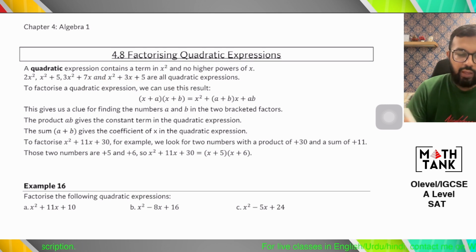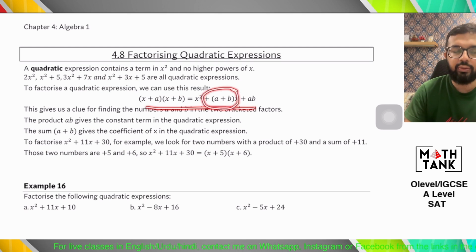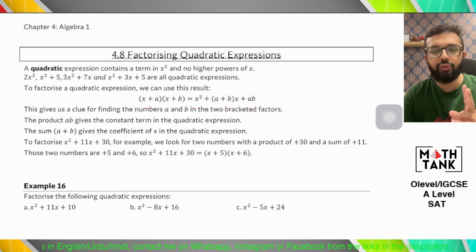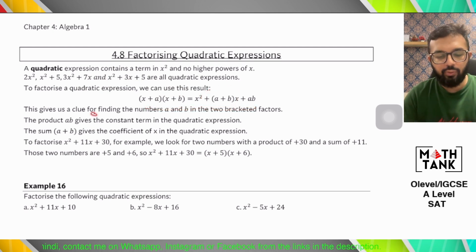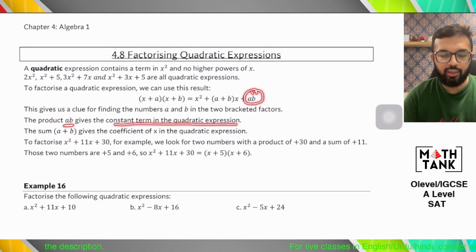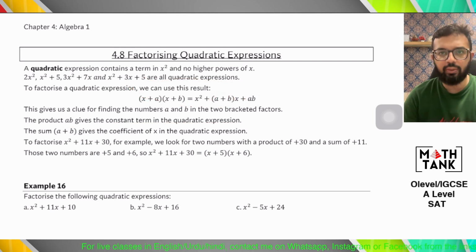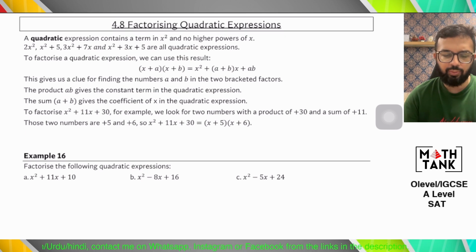To factorize the quadratic expression, we can use this result. What does this result tell you? That the middle term is the result of adding two coefficients together. This gives us a clue for finding the numbers a and b in the two bracketed factors. The product ab gives the constant term in the quadratic expression. So this is 5, and a plus b should somehow give me 3, if that's possible. It's not necessary that every quadratic expression can be factorized.